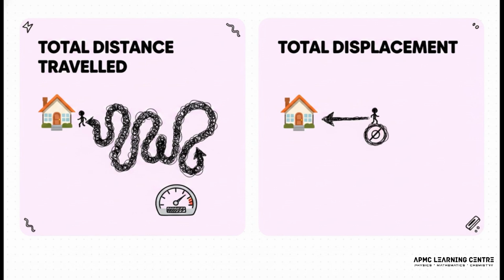Okay, we have to clear something up right away because it trips a lot of people up. The difference between distance and displacement. Think about it like this. Total distance is like the odometer in your car. It only ever goes up, right? It just adds up every single meter you've covered. But displacement, that's all about your net change in position. So if you walk 10 meters forward and then 10 meters right back to where you started, you've traveled a distance of 20 meters, but your displacement is 0. Why? Because you ended up exactly where you began.